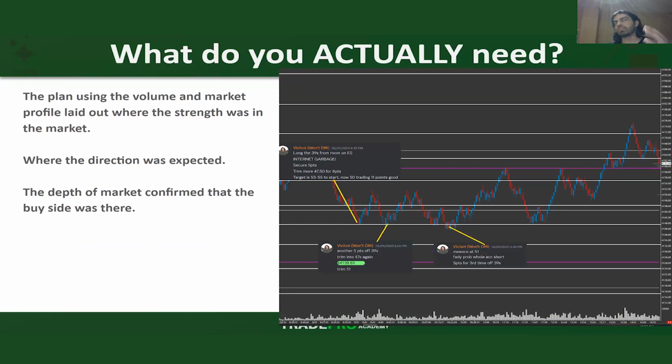Even before the market was open, we had an idea of what should happen and how it should happen, why it should happen, right? So this is the power of understanding volume and how volume actually moves the markets. 3 trades off the 41.39. One was for 11. The second was for 11. The final was for 20 points.